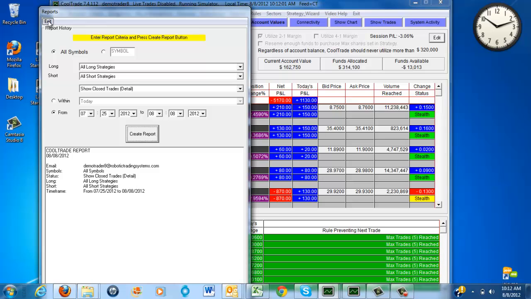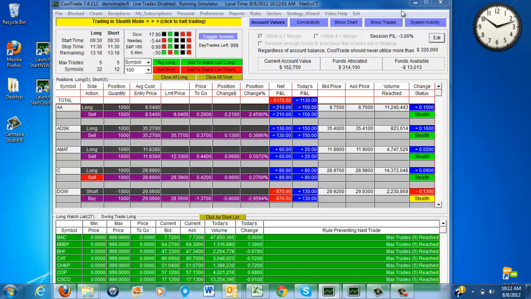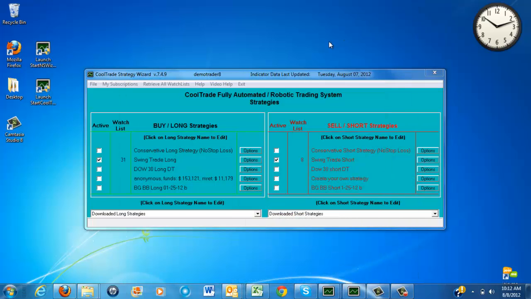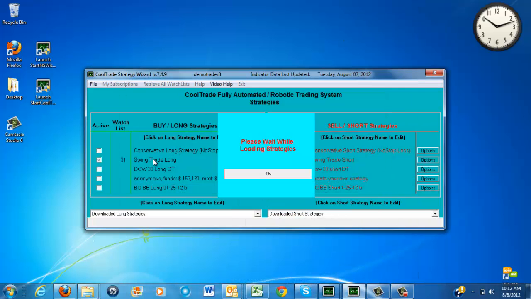I'm going to close that out, and I'm going to quickly show you the strategy wizard so you can take a look at this particular strategy. It's loading up. It's called the swing trade long strategy, and then we also have the swing trade short strategy. So it's carrying out a long and a short strategy simultaneously. This strategy is looking for stocks that are in long-term uptrends or long-term downtrends.